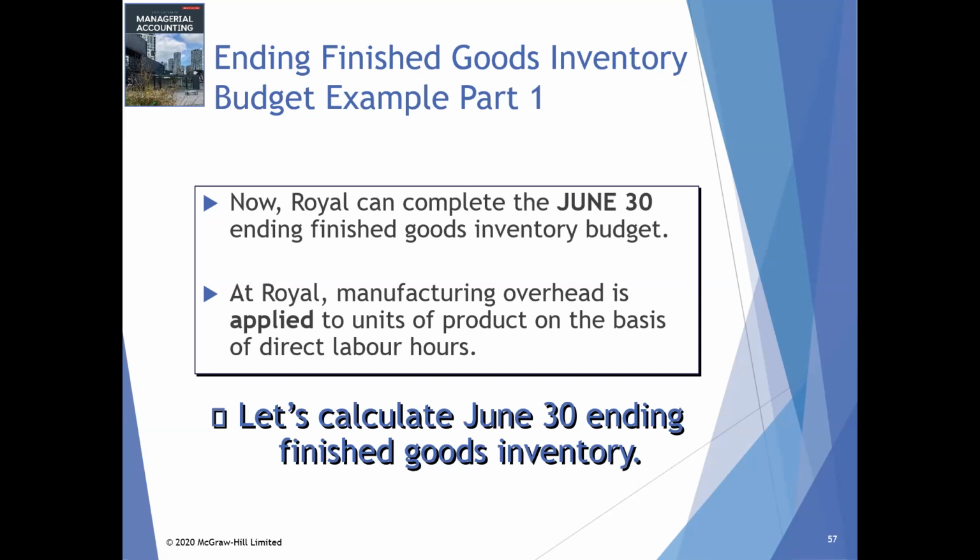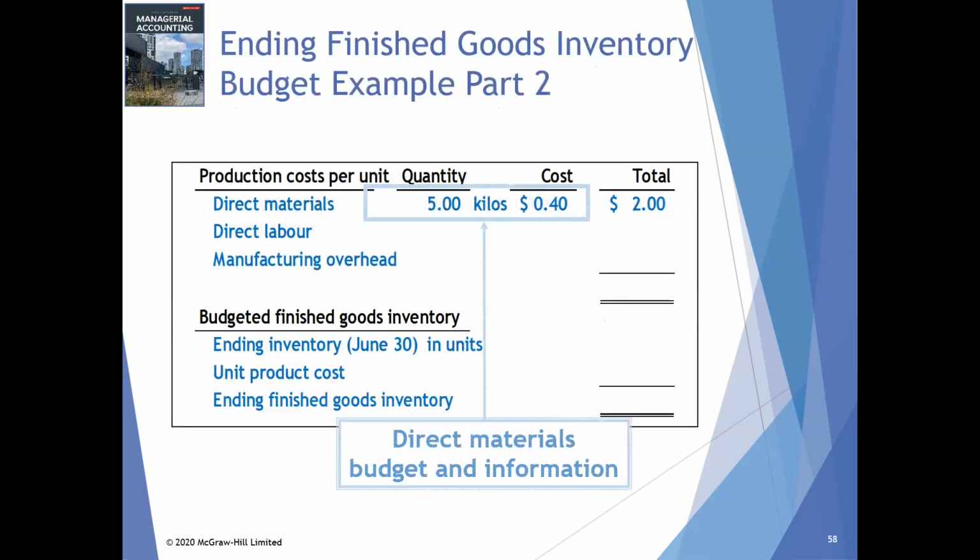At Royal Company, manufacturing overhead is applied to units of product on the basis of direct labor hours. So we should know the direct labor hours, and on that basis we will calculate the manufacturing overhead rate. So let's have a look at finished goods.